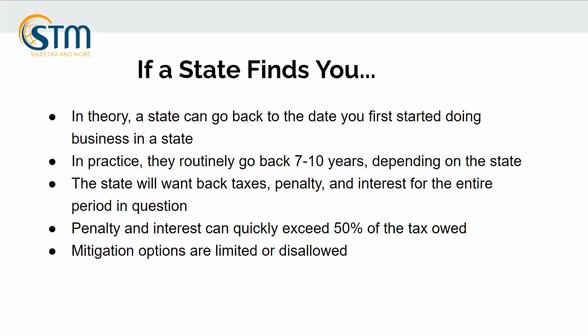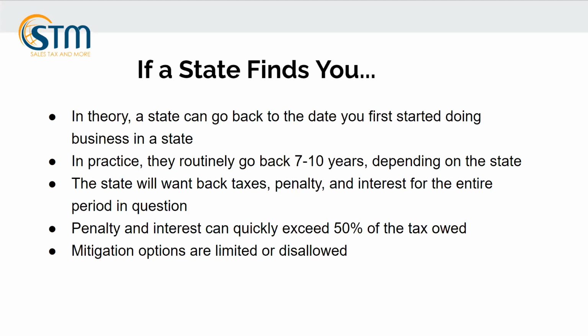We've had companies come to us and say, hey, the state's going back 12 years. It was the state of Texas, and normally they only go back 7 years. So they can go back longer than that, but they generally limit themselves to 7 to 10 years. Now, the state's going to want the back taxes plus the penalty and interest for the entire period in question. And penalty and interest can quickly exceed 50% of the tax owed.